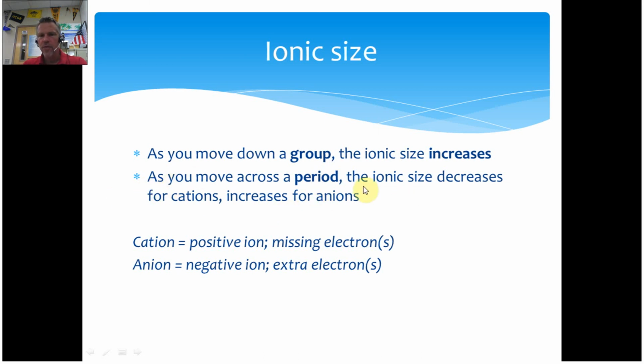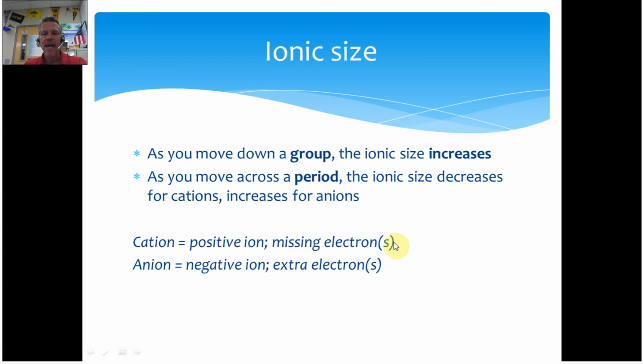So as you move across a period, the size of the ion decreases for cations, which are positive ions, and increases for anions, which are negative ions. All right. So if you think about it, at first that might sound confusing, but I think it makes sense. A cation is positively charged, which means it's missing an electron, or maybe more than one electron.